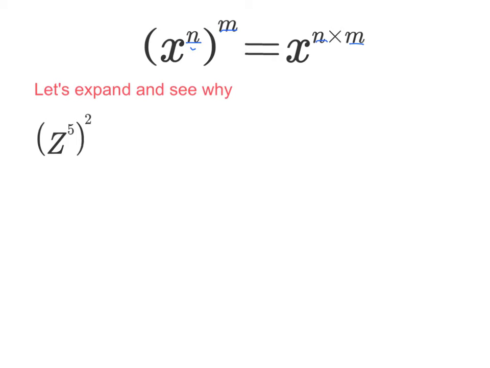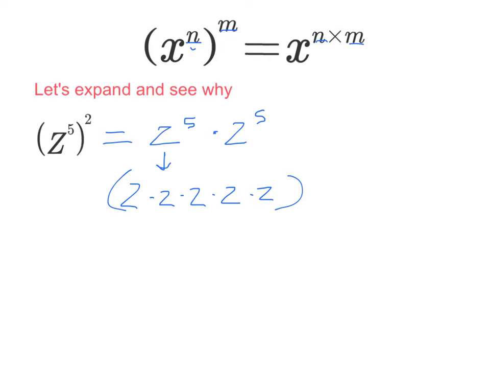We're going to expand it. So we've got z to the 5 to the second. What that really means is z to the 5th times z to the 5th, because it's raised to the second power. So what does z to the 5th mean? Well, that's just z times itself 5 times. So we can rewrite this as z times z times z times z times z. And then we'll do the same for the other z to the 5th: z times itself 5 times.